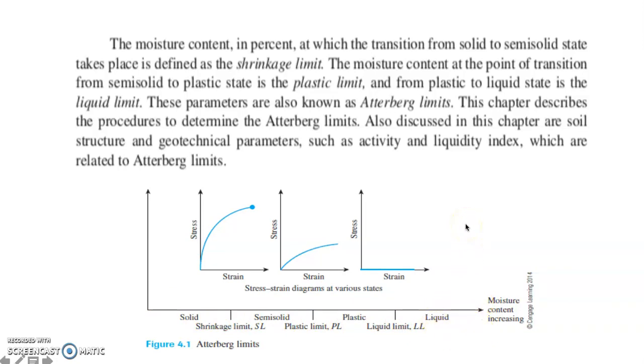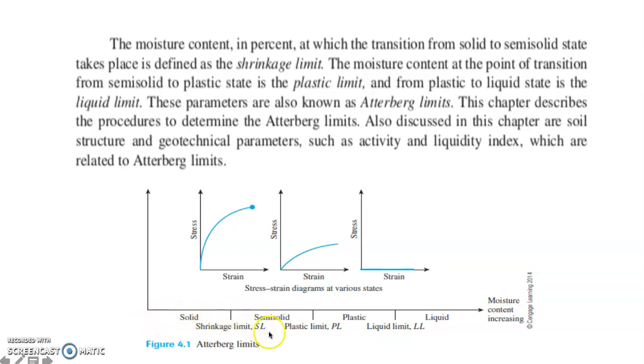So the moisture content in percent at which the transition from solid to semi-solid state takes place is defined as the shrinkage limit. So for this illustration, we have identified now the basic states of the soil dependent on the moisture content. So we have solid, semi-solid, plastic, and liquid. So there is a transition.